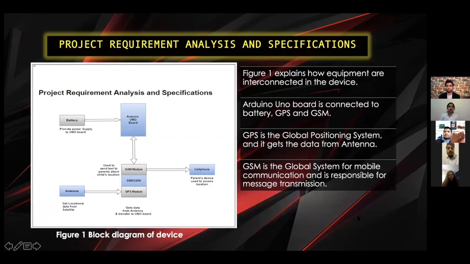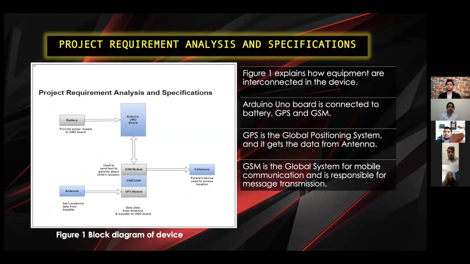Now we'll discuss the project requirement analysis and specifications, where we can see all the equipment that we use to build the device and the connections between them. We can see the Arduino Uno board is connected with the battery to get the power supply. Then it is connected to the GSM/GPRS shield, where we have the embedded GPS and GSM module. The GPS module is getting the location information from the antenna, which is getting the information from the satellite.